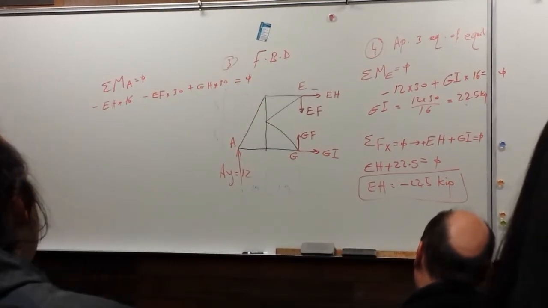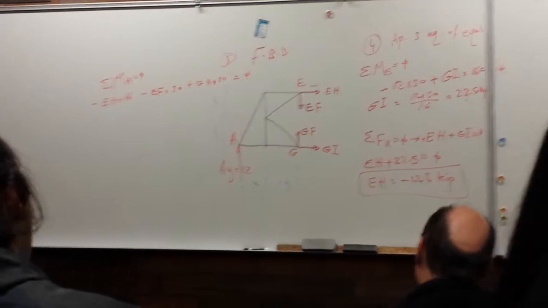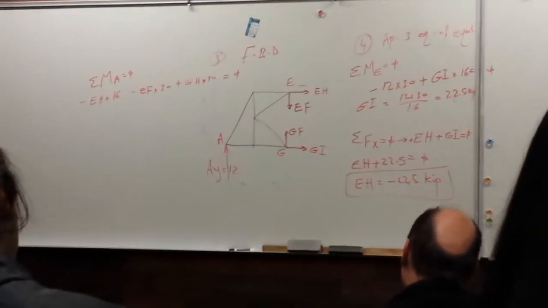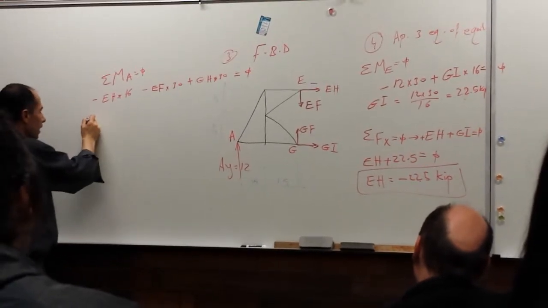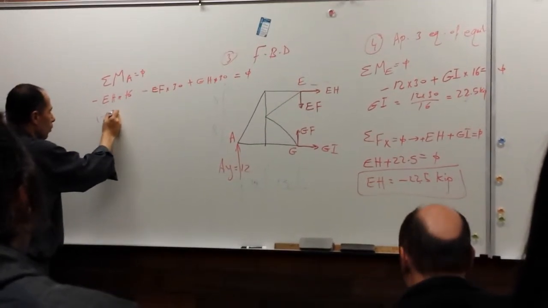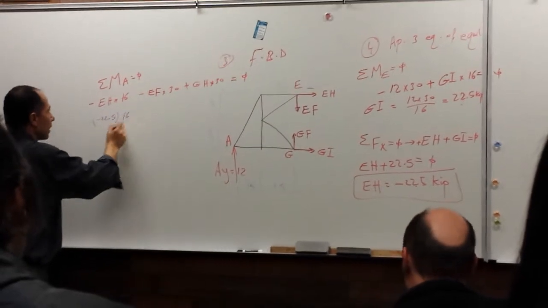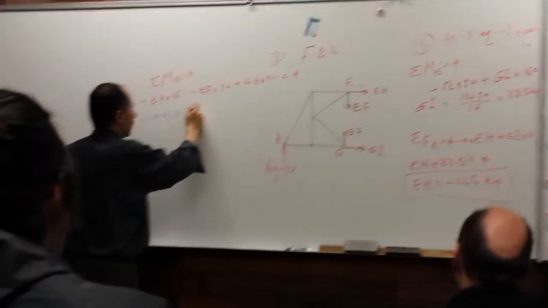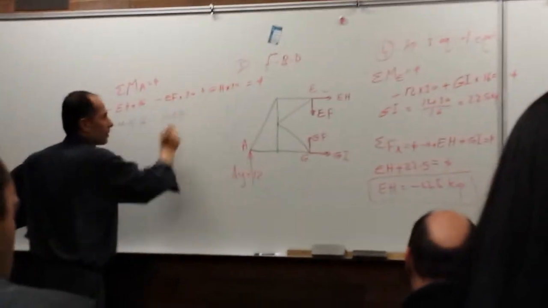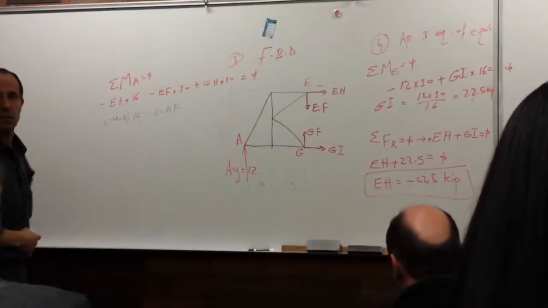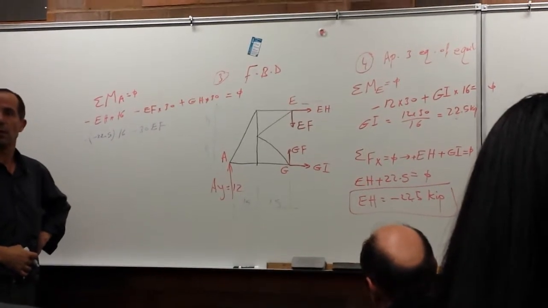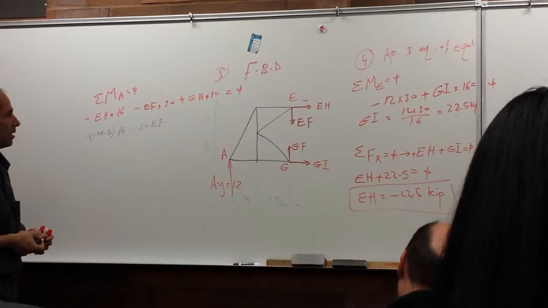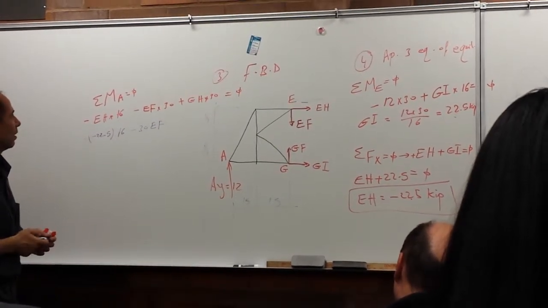From these, what do we know? We know EH. So, negative 22.5 times 16, negative 30 EF. Do you mean GF instead of GH? Yes. There's no GH in the structure. GF.